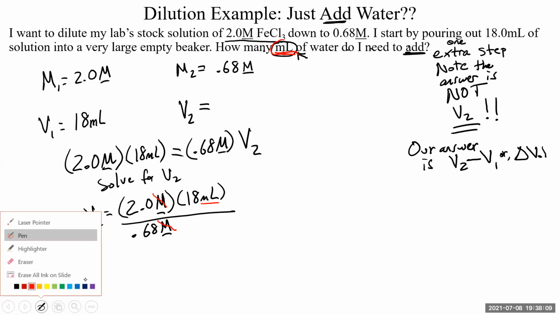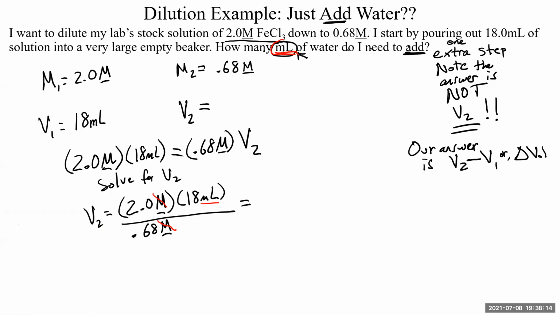Now, if we wanted liters, that would be different. Okay, so that ends up being 36 divided by 0.68, or 2 times 18, which is 36, divided by 0.68. That gives us 52.9 milliliters. Okay, that's our V2. Remember, that is not our answer. Our answer is not V2. It's the difference between V1 and V2.